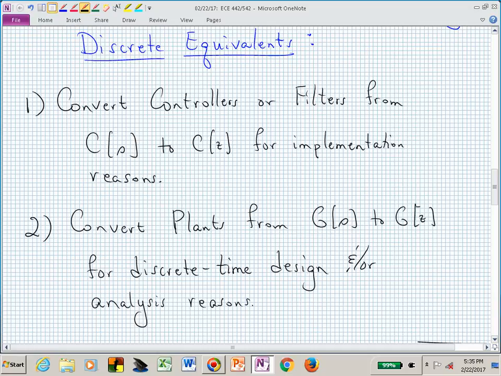How do I obtain a C of Z from a C of S, where C of S is this transfer function description of a filter. It could be a low pass, it could be a band pass, it could be a high pass, but you want to now go into discrete time, and once you have capital C of Z, you should be able to find a difference equation for that.